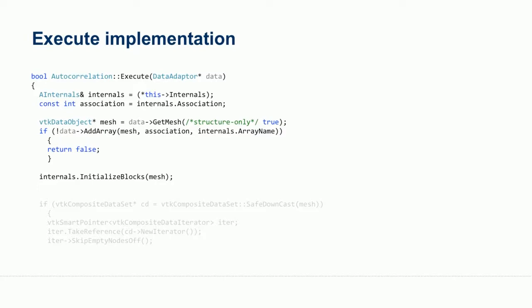So we're calling get mesh. We return a mesh. We don't really know what concrete type it is. At this point, we don't care. We will in a second. We are going to then call add array, and we're going to pass in the mesh that we just got. We have this cache, the internals association. We're told by the initialize function whether we want point or cell data and the array name itself. And so we're telling the data adapter to add the array we're going to compute on. If we can't get that, we're returning false.